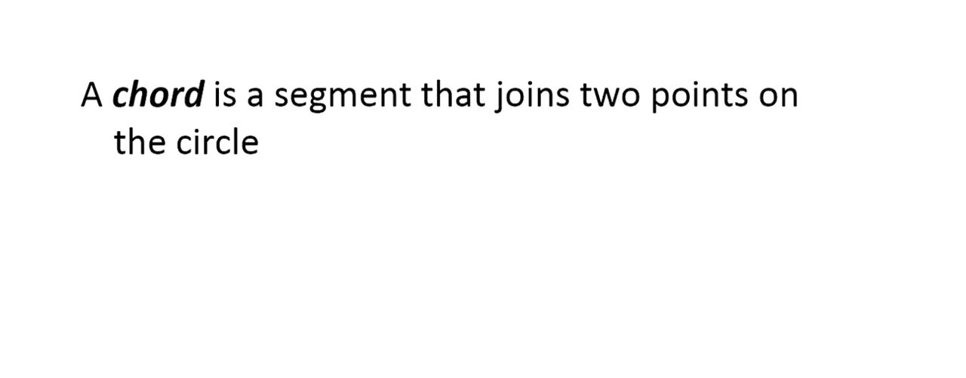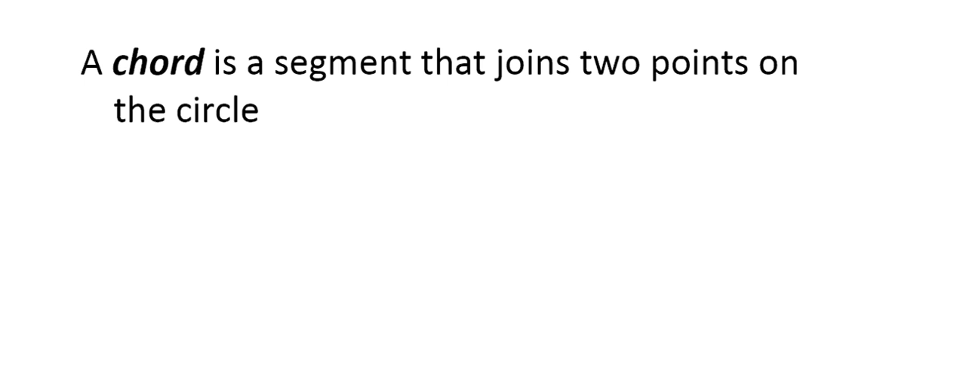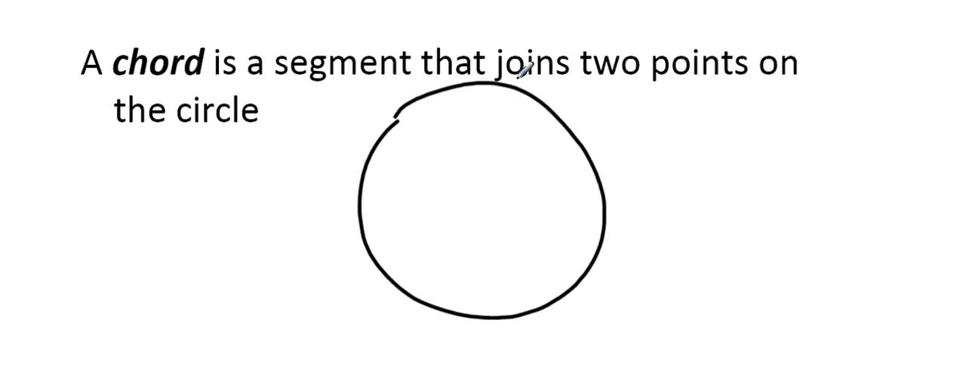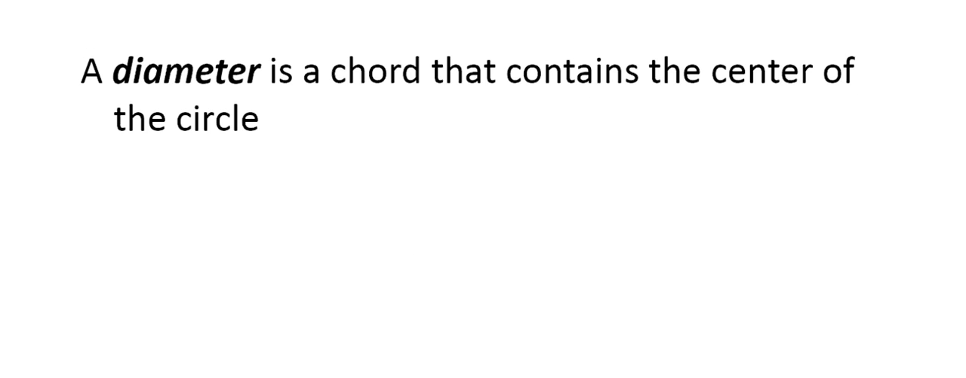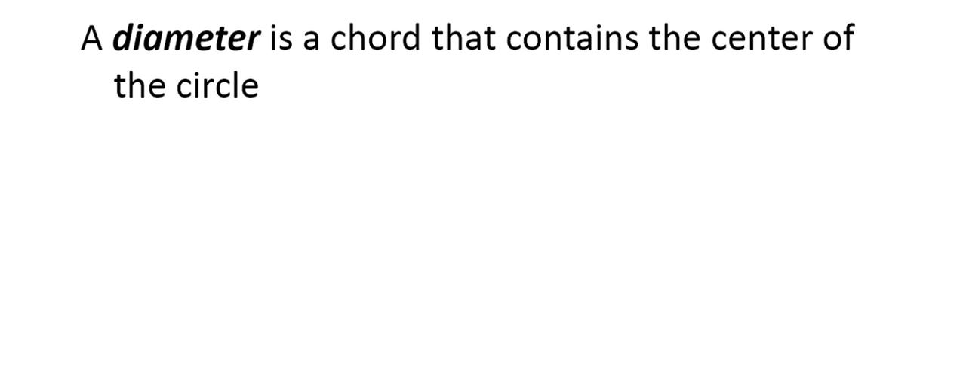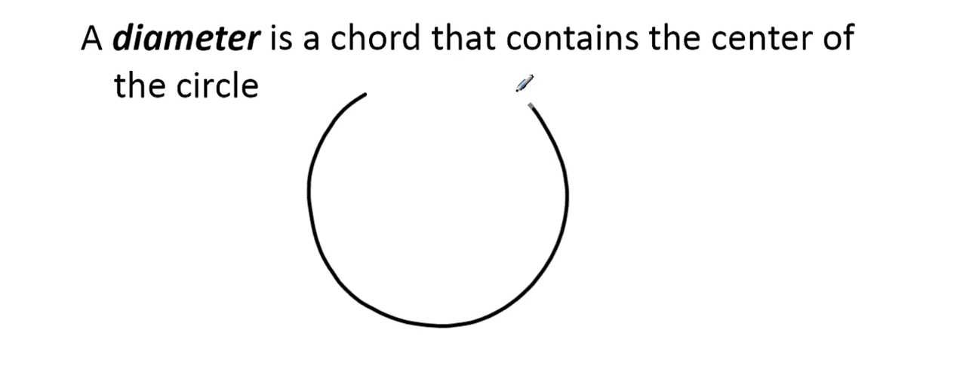To remind you what a chord is, it's a segment that joins any 2 points that are on the circle. So if I take my circle and pick any 2 points anywhere on the circle and join those 2 points together, that blue line segment is a chord. A diameter is a very special type of chord that passes through the center of the circle. So I still have that same circle, still any 2 points on the circle, but in order to be a diameter, that chord must pass through the center of the circle.